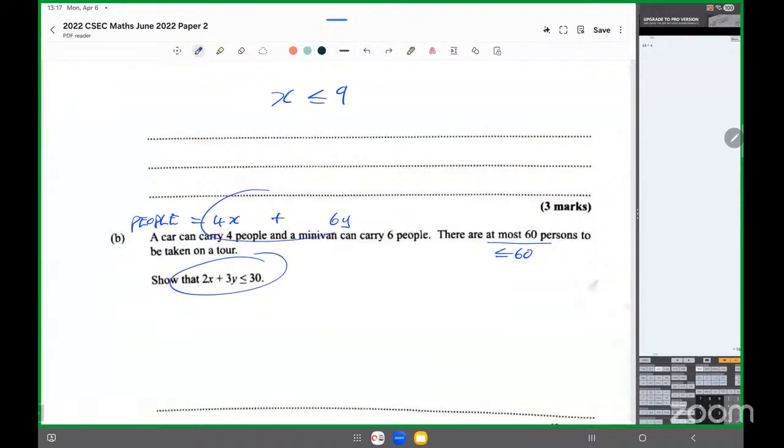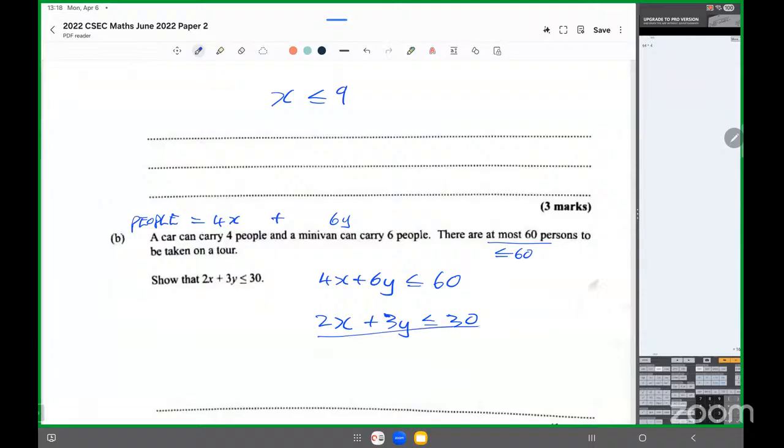So the total number of persons must be less than or equal to 60. So it's gonna be that 4X plus 6Y, that's the total number of persons, can't be more than 60. It has to be less than or equal to 60. Divide this through by 2, you're gonna get 2X plus 3Y less than or equal to 30, which is what this is shown. That is the answer right here. But I got that? Or divide through by 2. Yes, sir.